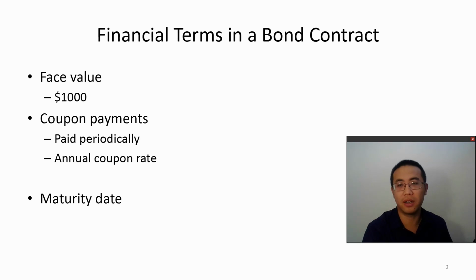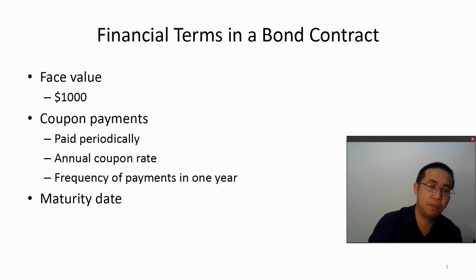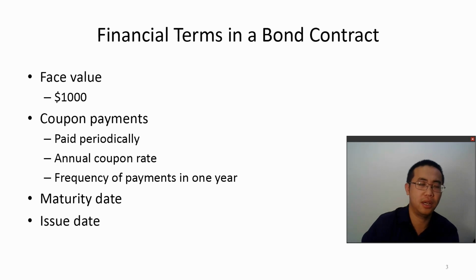Although you may pay the $70 twice a year, split it and pay $35 like that, or even at a higher frequency, the sum is $70, and that's determined by the annual coupon rate. You also have the frequency of payments. It could be made semi-annually, quarterly, or monthly. You also have a maturity date, and this basically determines the time to maturity, how many months until the bond matures. And definitely you have an issue date. That is when the bond was originally sold by the company.